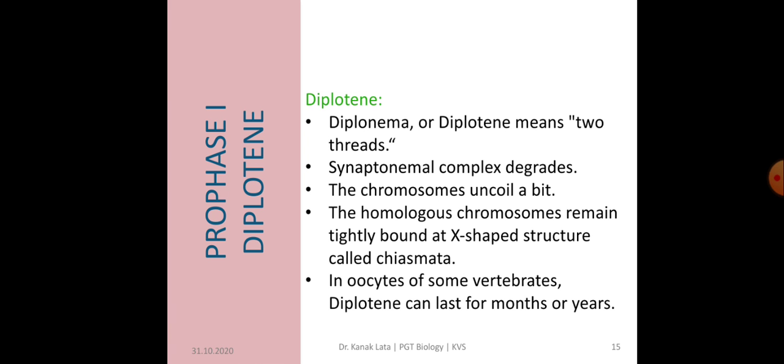It means that separation of homologous chromosomes does not take place at the point of chiasmata. The presence of chiasmata shows that crossing over has taken place during pachytene. In oocytes of some vertebrates, diplotene can last for months or years.